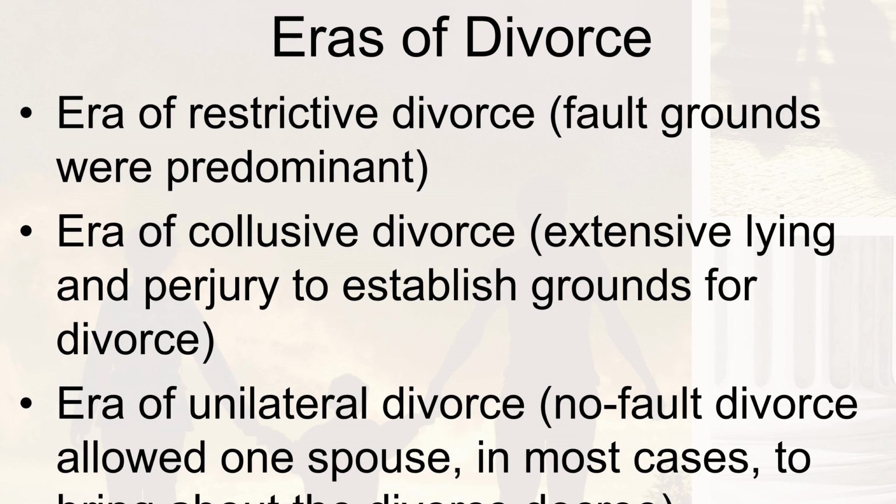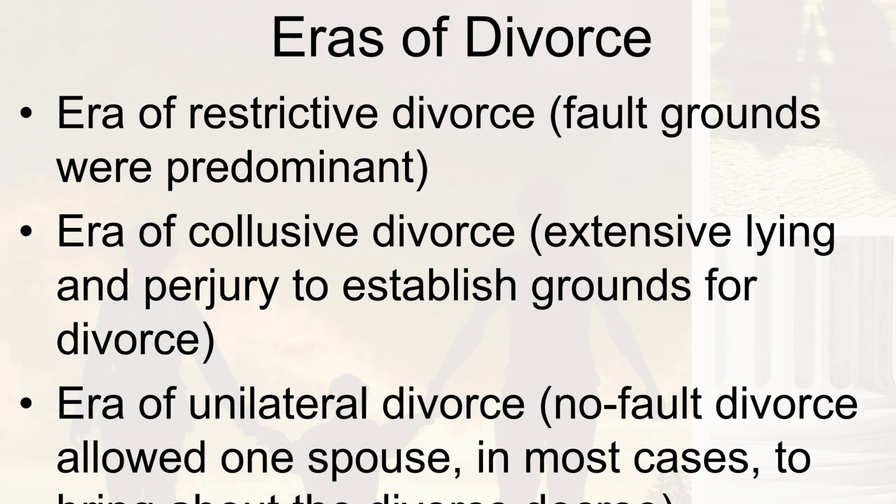Next is the era of collusive divorce, where a large number of spouses were lying to the court just so that they could establish the fault grounds to get divorced. Lying was the easiest way to get around the often extensive task of proving whose fault caused the marriage to fail. So during the era of collusive divorce, we had both parties actually working together to lie, either both lying, or one of them lying, to establish fault grounds so that they could get divorced.